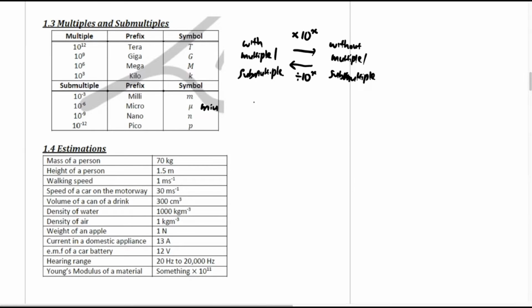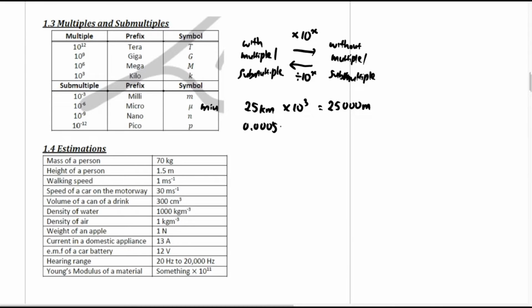So let's say, for example, you have 25 kilometer. I don't want the multiple, I don't want the kilo. So I multiply with, kilo is 10 to the power of 3, so I multiply with 10 to the power of 3 to remove the kilo.